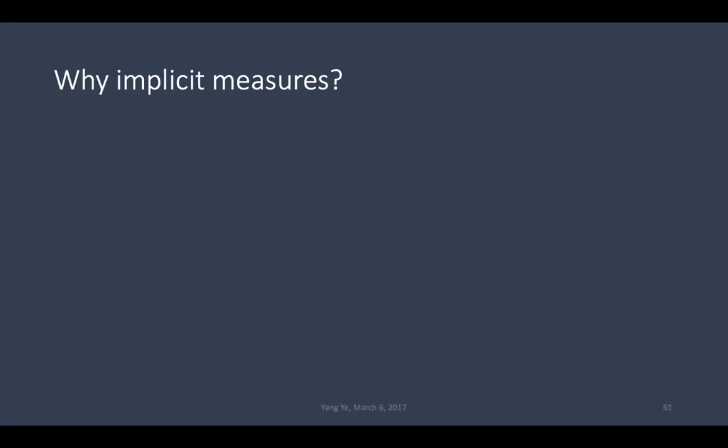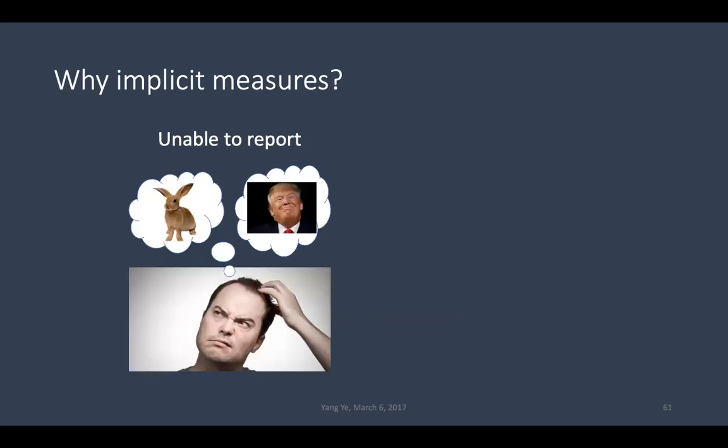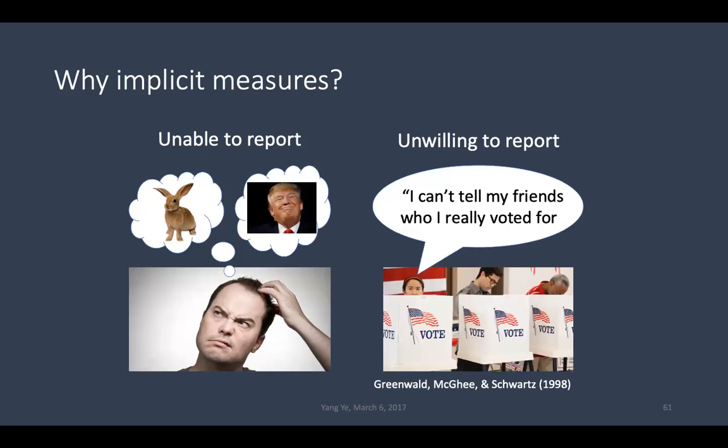The reason that we use implicit measures is to overcome the problem we have briefly addressed earlier, that in the self-report measure, you're more likely to control your responses in a way that is socially desirable, or desirable according to your understanding of the purpose of the study, especially when you have sensitive questions. Also, sometimes it is difficult to report your preferences. For example, you might be confused about whether you like Trump or Bunny, right? Or you might be unwilling to report it because you don't want to tell your friends that you actually voted for Trump.